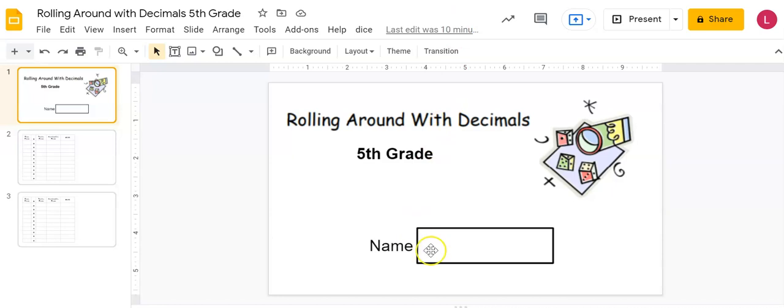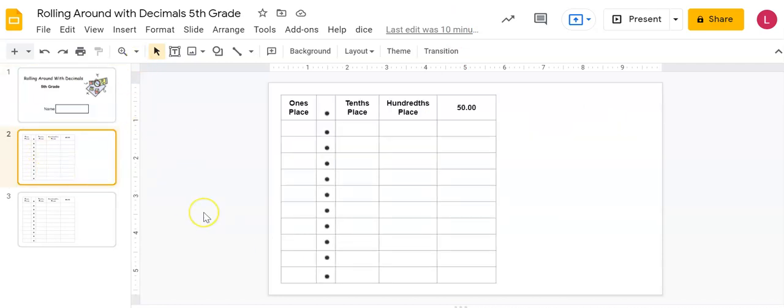And so this first screen, of course, you can put your name, and then this next screen, it has a chart. And so we have different place values here. We have the ones place, the tenths place, and the hundredths place. And what do you notice that is in between our whole numbers and our decimals? That's right, we have a decimal point. So let's go ahead and get started on our fun game.